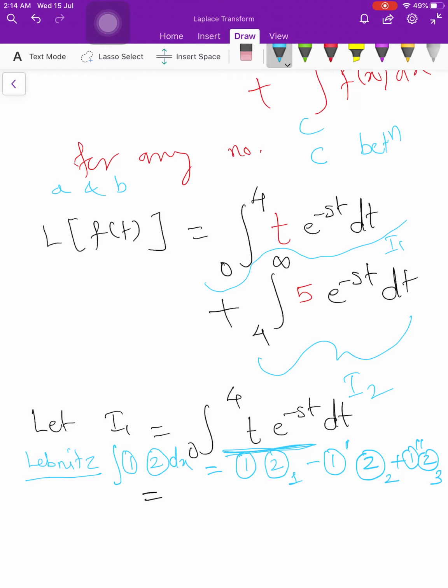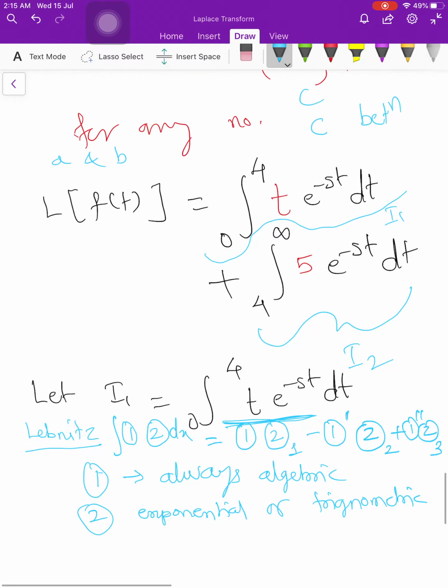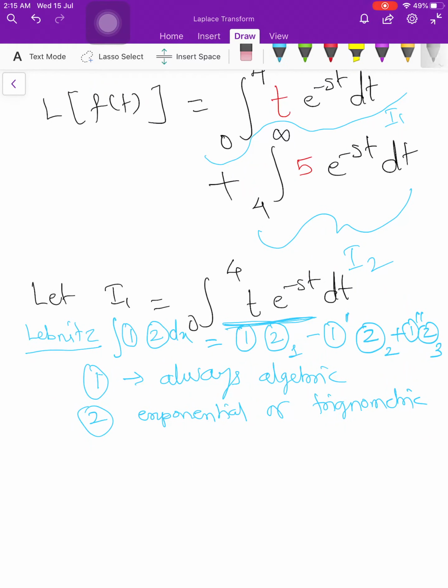Provided the first function is always algebraic, and the second function is either exponential or trigonometric. So this is the thumb rule for using the Leibniz rule. We can use this Leibniz rule here. So the integration will be as it is. Here t is my first function, and e raised to minus st is my second function, as we have decided by the rules.